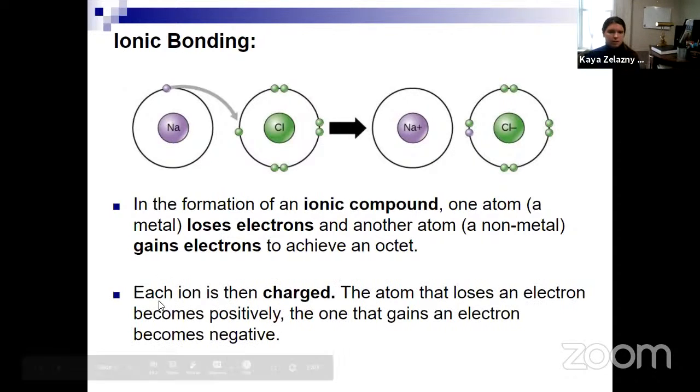So each ion is then charged, because the one atom lost an electron and becomes positive, and the other gained an electron and became negative.